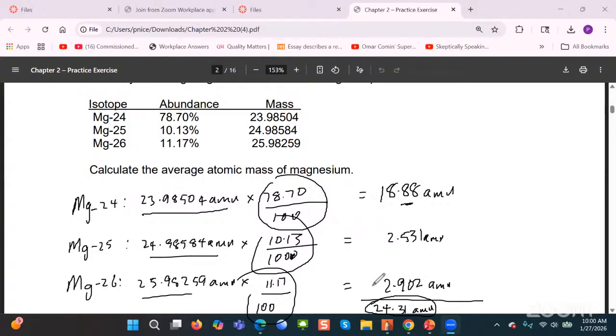That's what you'll find if you go to any periodic table, and that is different from the mass number. The mass number, as I said before, is the total number of protons and neutrons present in the atom. The atomic mass is the weighted average atomic mass of the element, taking into account all the isotopes and their percent abundances.